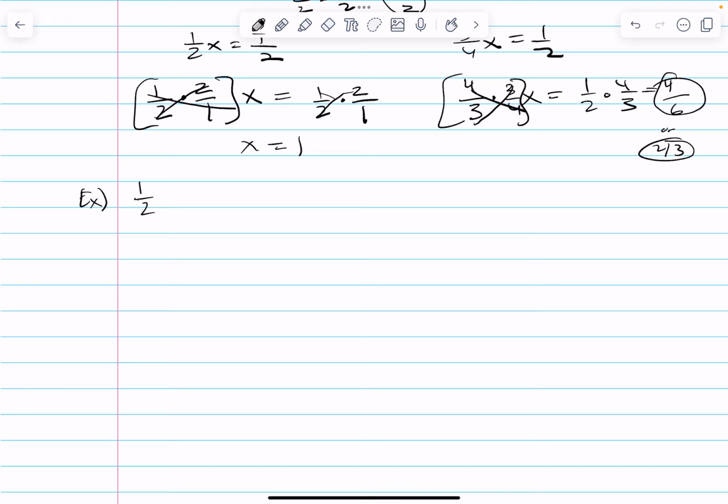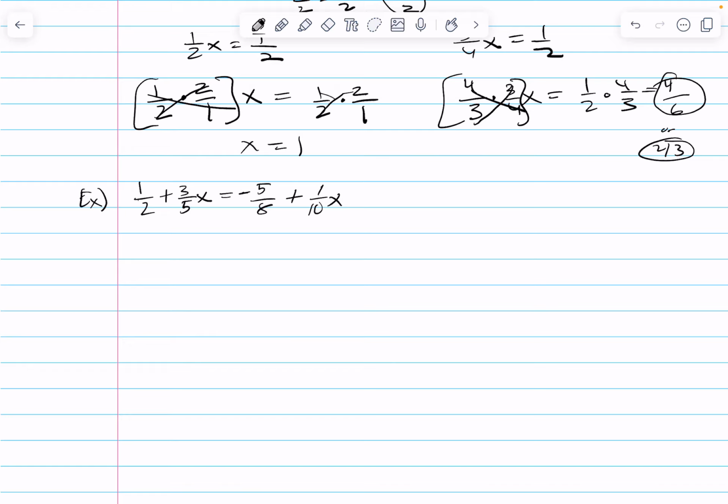1/2 plus 3/5 x is equal to negative 5/8 plus 1/10 x. So I tried to make this a little harder, so it will just combine everything.